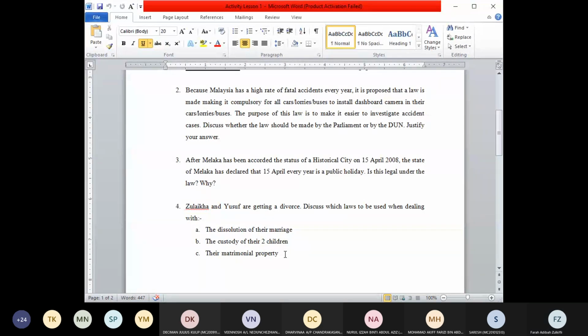The custody of their two children should also be in the decision of the Sharia law because, in order to decide which parent will get more custody of their two children, the matrimonial property or their assets can be decided by a judicial decision or the Sharia law.